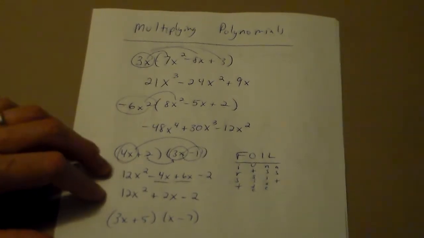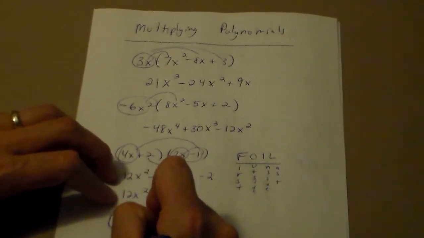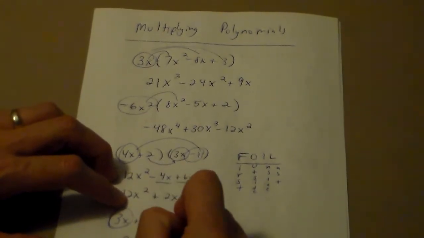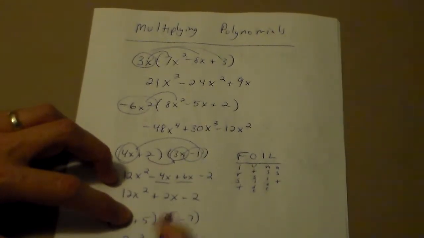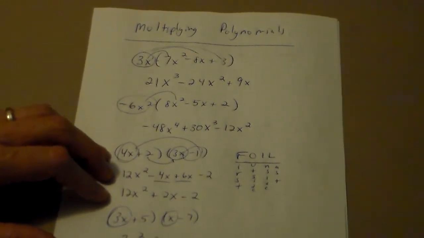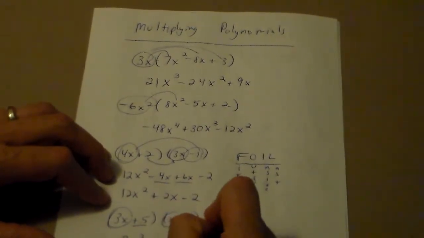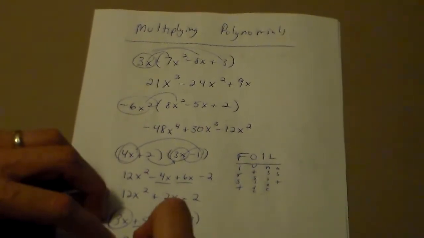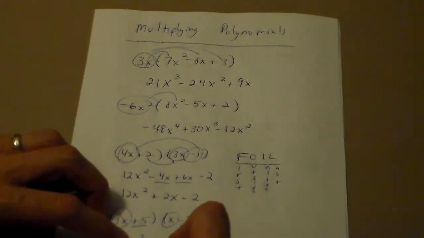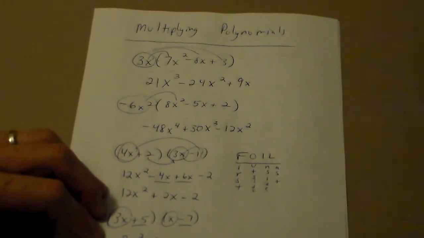So let's look at another one. FOIL, first. 3x times x. Okay, 3x squared. Negative 7 times 3x. Negative 21x. 5 times x, the inside terms. And then multiply your last terms, the last terms in each parentheses. So 5 times a negative 7 is a negative 35. Okay? So we get 3x squared, negative 21x plus 5x is a negative 16x minus 35. So I want you guys to try this one.